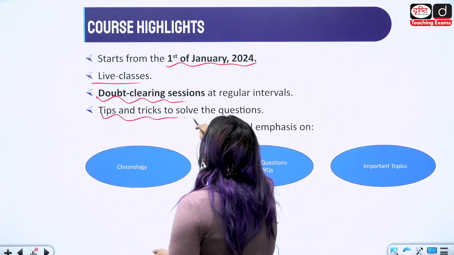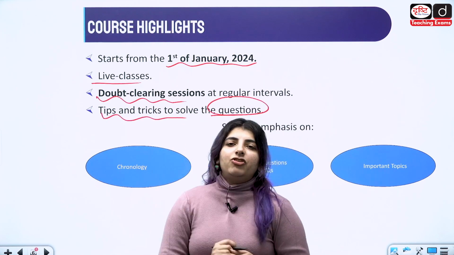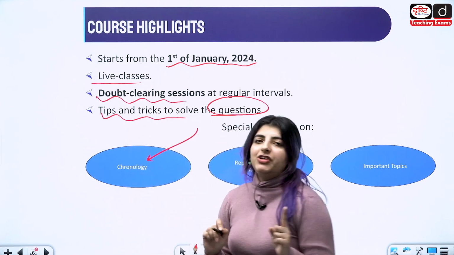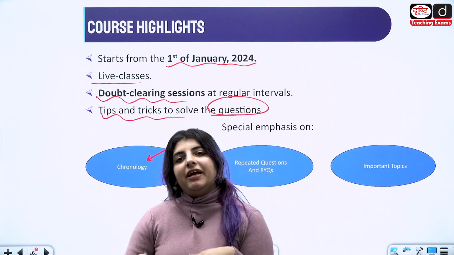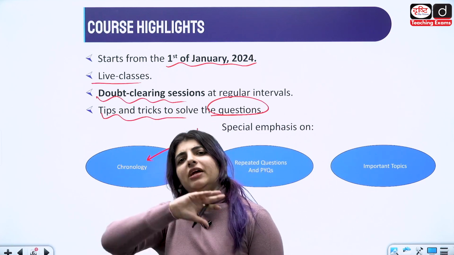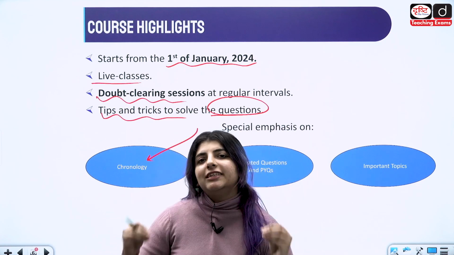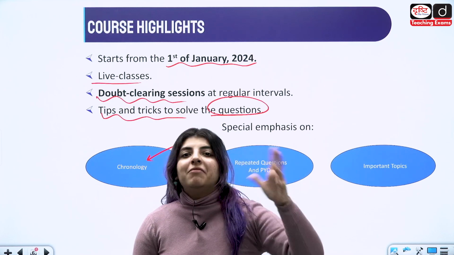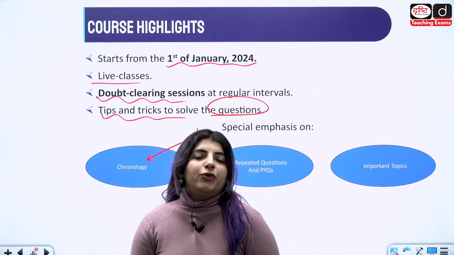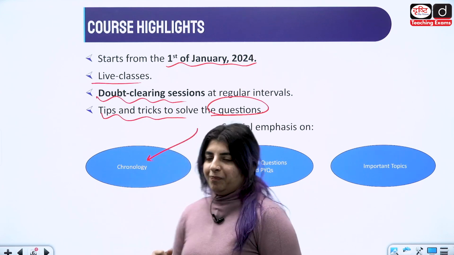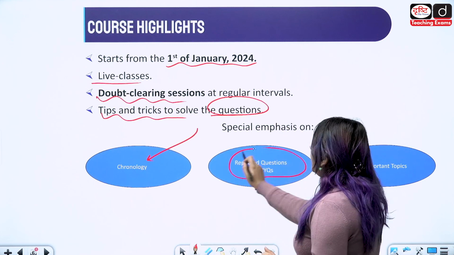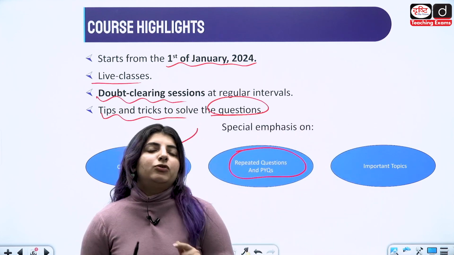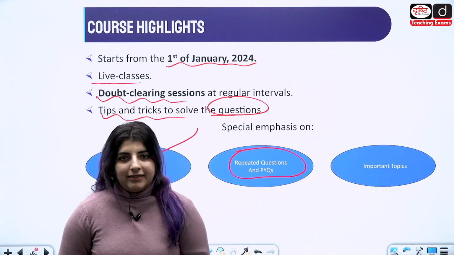Then tips and tricks to solve the questions. Now in English literature, majorly we see that many questions related to chronology are asked. So when I was preparing and I cleared my NET examination, I tried many ways to memorize the chronology. So I will try to give it to you all, right? We can memorize the chronology through one way or the other, right? Repeated questions or PYQs would also be taken care of so that you guys do not miss out on the pattern that is there, right?